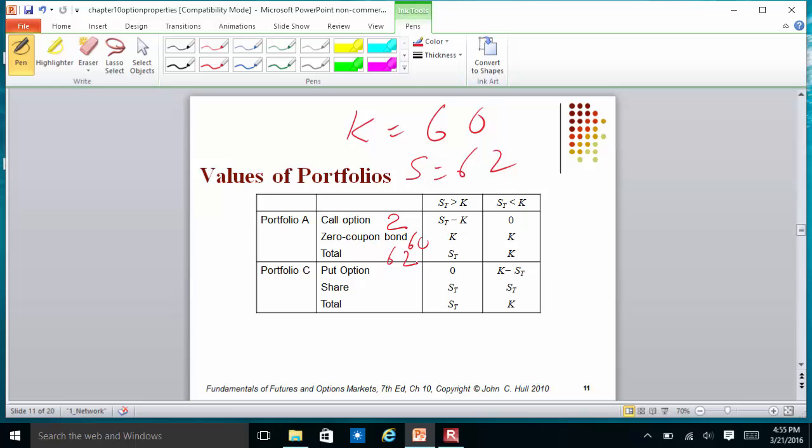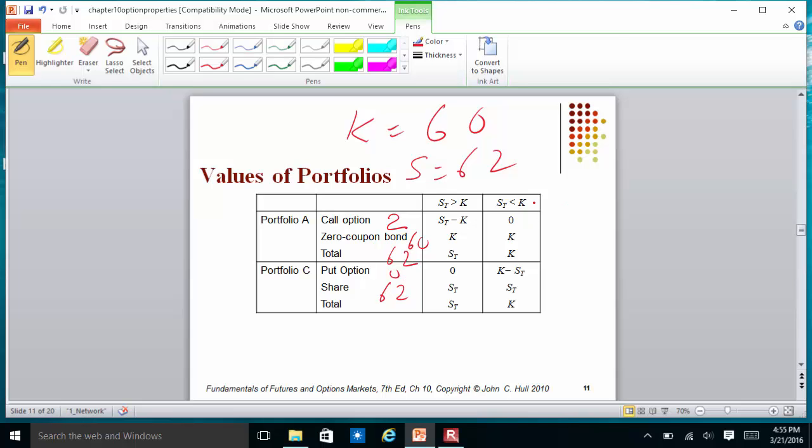Now, what about the other portfolio where you have the share and you buy the put option? Here, the share you have is worth 62, and the put option is worthless. The reason it's worthless is because the stock price is greater than the strike price. So what we find here is that both these portfolios have the same value.